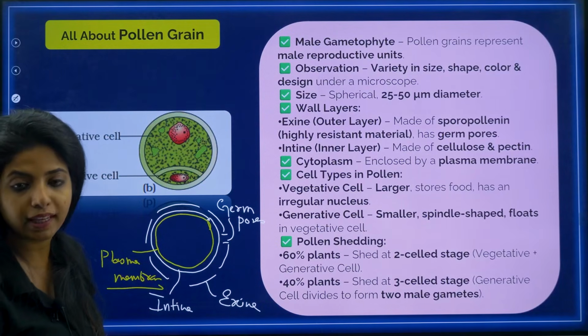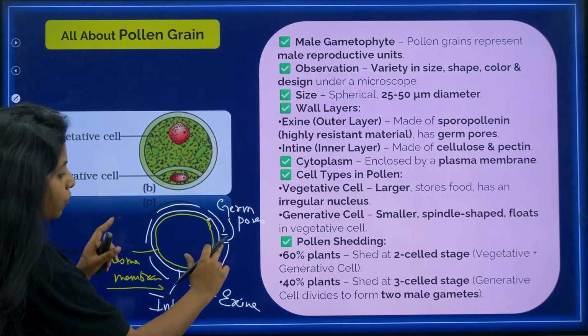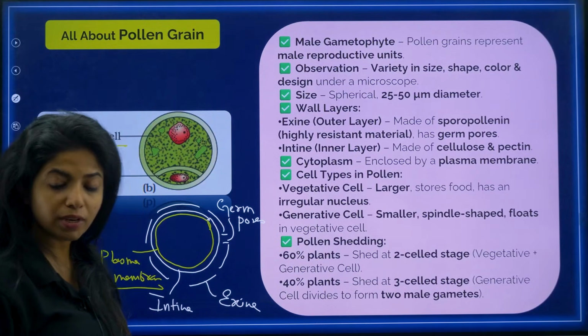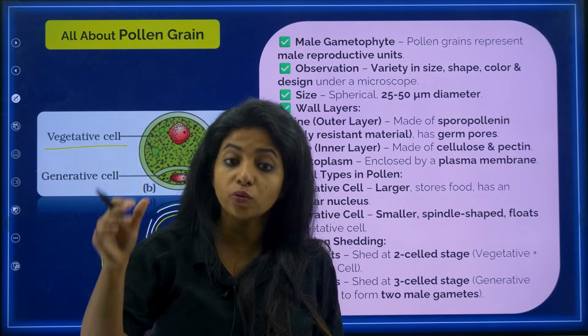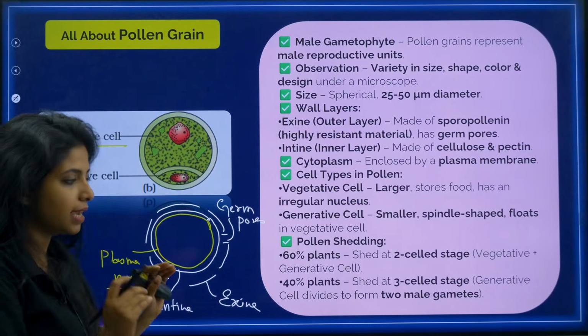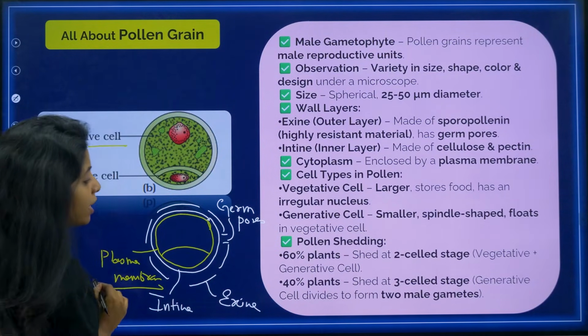Now I'll tell you one thing. The pollen grain, the majority of it, is basically a cell known as the vegetative cell. What is it known as? Vegetative cell. Now the vegetative cell, inside its cytoplasm, harbors a small cell which is known as the generative cell.